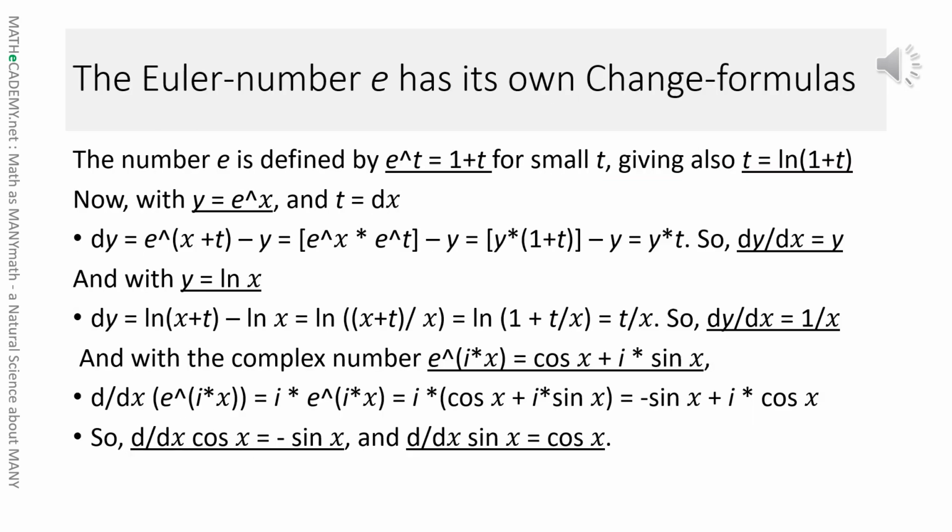Etc. The Euler number, e, has its own change formulas. The number e is defined by e to the power t is 1 plus t, for small t, giving also that t is the natural logarithm of 1 plus t. We now see, first, that under differentiation, e to the power x gives itself. Next, that under differentiation, the natural logarithm of x gives x reciprocal. Finally, that under differentiation, sine gives cosine, and that cosine gives negative sine.